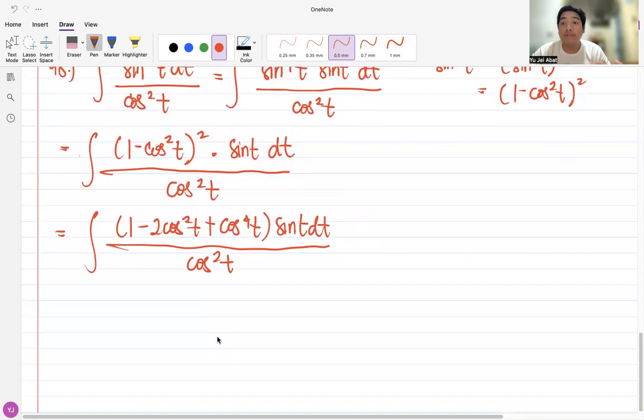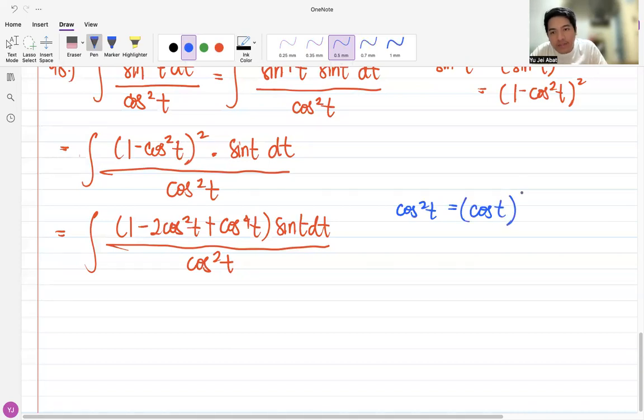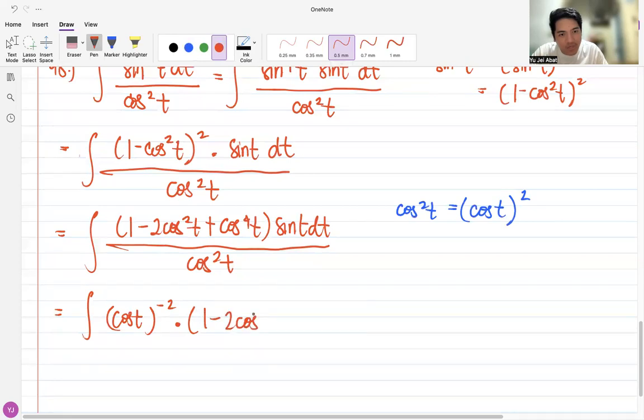So the thing that we're going to do here is that, take note that our cosine squared of t equals cosine of t raised to squared. So if I'm going to get the reciprocal of that and multiply it to the whole function above, this becomes cosine of t raised to negative 2 multiplied by 1 minus 2 cosine squared of t plus cosine raised to 4 of t, multiplied by sine of t dt.